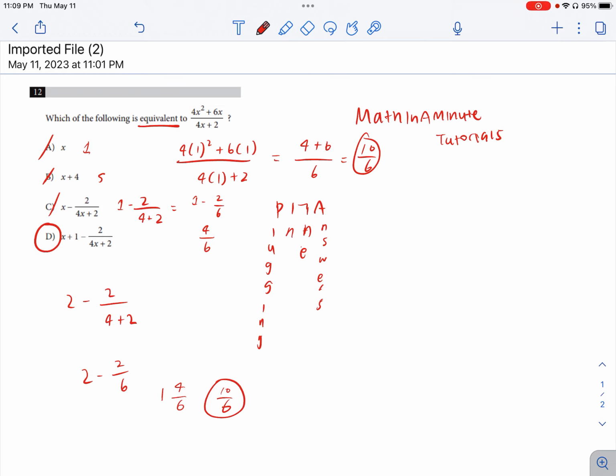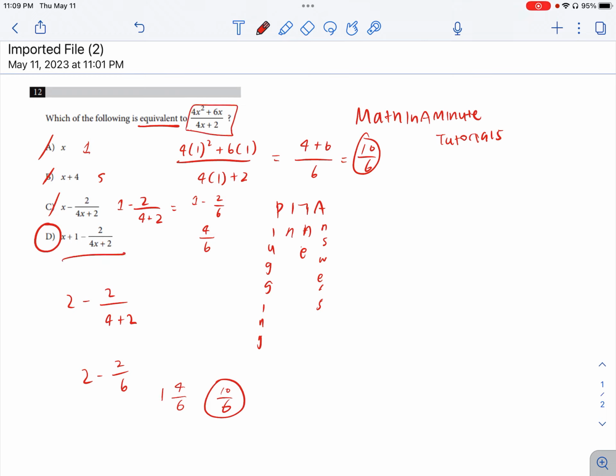plugged in, I want you to know that the test makers know that plugging in the answers is an option for questions like this. So for this question, we just simply got lucky because we put in 1 and there's one answer that outputs the solution that is equivalent to the original expression.